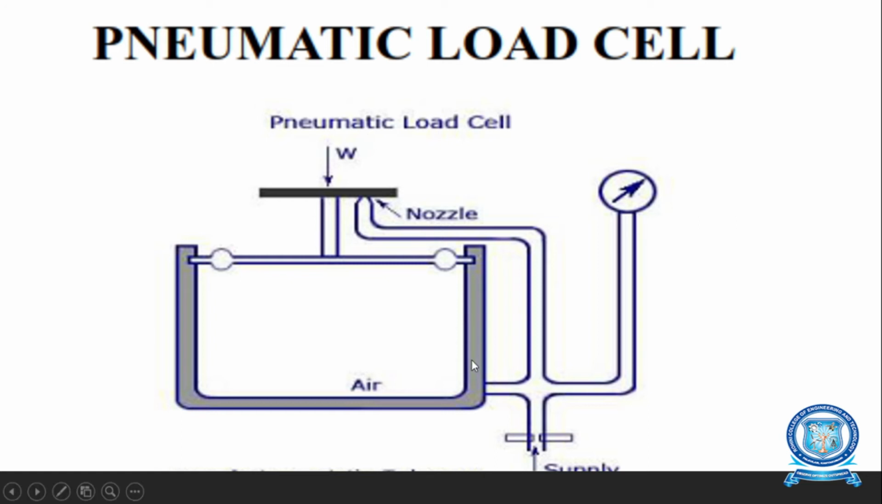Air pressure is supplied to one side of the diaphragm and it escapes through the nozzle placed at the bottom of the load cell. A pressure gauge is connected with the load cell arrangement to measure the pressure inside the load cell chamber. The diaphragm deflects when the load is placed on the load plate. The deflection of the diaphragm affects the airflow through the nozzle as well as the pressure inside the chamber. The variation in pressure is measured by the pressure gauge attached to the arrangement.